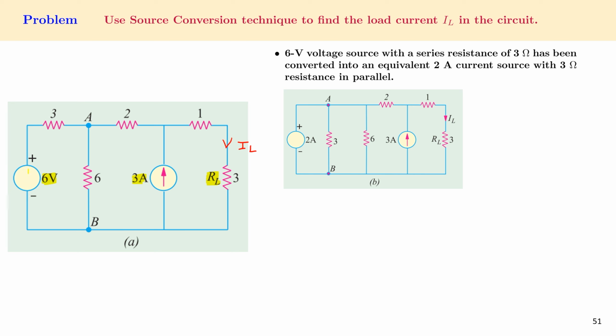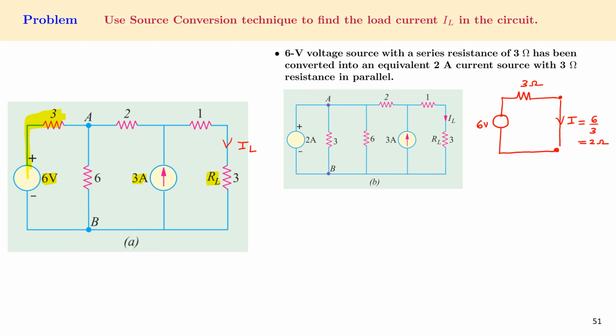In the first step, we'll convert the 6 volt supply, which is in series with a 3 ohm resistor, into the equivalent current source. For that, we take the 6 volt supply, which has a series resistor of 3 ohm. So this is 6 volt 3 ohm, and then we place a short circuit across these two terminals. Now there is a current flowing in the circuit which is given by 6 divided by 3, that is equal to 2 amperes.